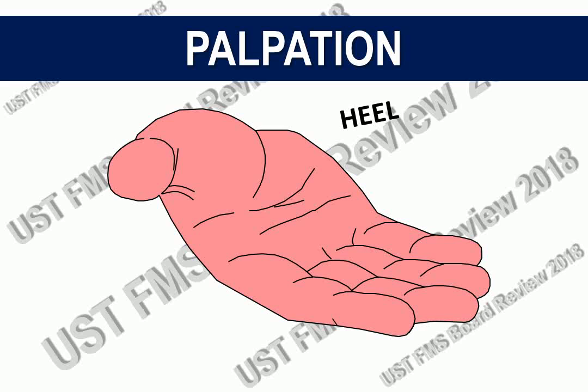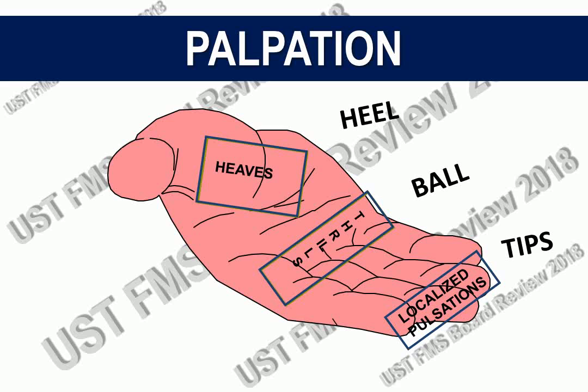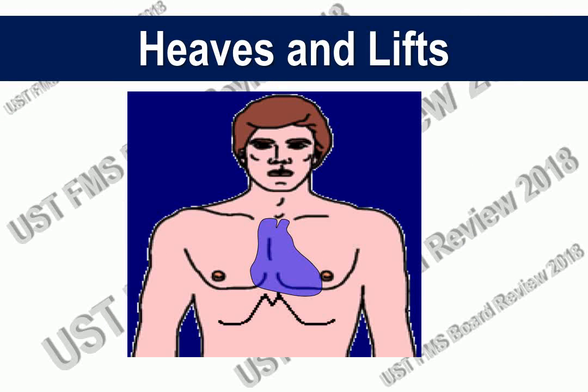This is your heel, that's your ball, and those are your tips. The tips are used to palpate localized pulsations, while the ball is used for thrills, and finally the heel is used for palpating heaves. So what are the parts of the heart that lead to heaves and lifts? Heaves reflect hypertrophy of a chamber, while lifts reflect dilatation of a particular chamber, usually an upper chamber.